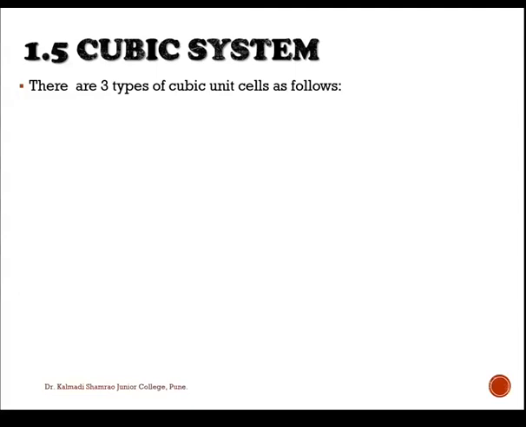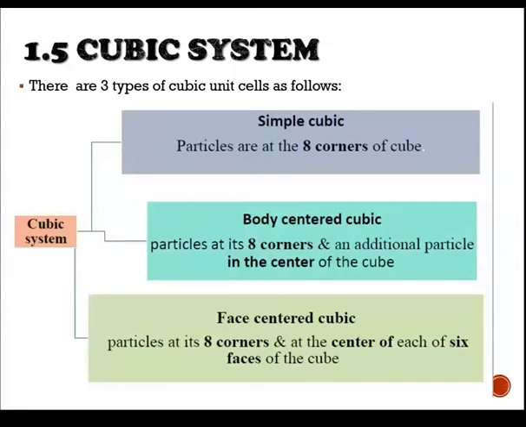There are three types of cubic unit cells as follows. First, simple cubic unit cell, abbreviated as SC, has particles at the 8 corners of the cube. Second, body-centered cubic unit cell, abbreviated as BCC, has particles at its 8 corners and an additional particle in the center of the cube. Third is face-centered cubic unit cell, abbreviated as FCC, which has particles at its 8 corners and at the center of each of 6 faces of the cube.